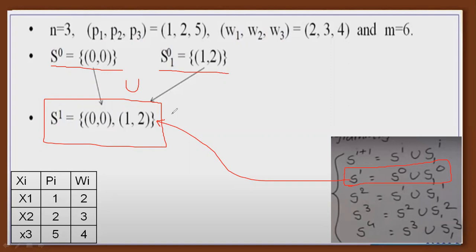As of now, I have computed only three. The first one is S^0. Next, computed the value of S^0_1. Next, compute the value of S^1. Next, you need to compute the value of S^2 and S^3 also. These two are pending. Now, we will see how to solve these two also in the next slide.